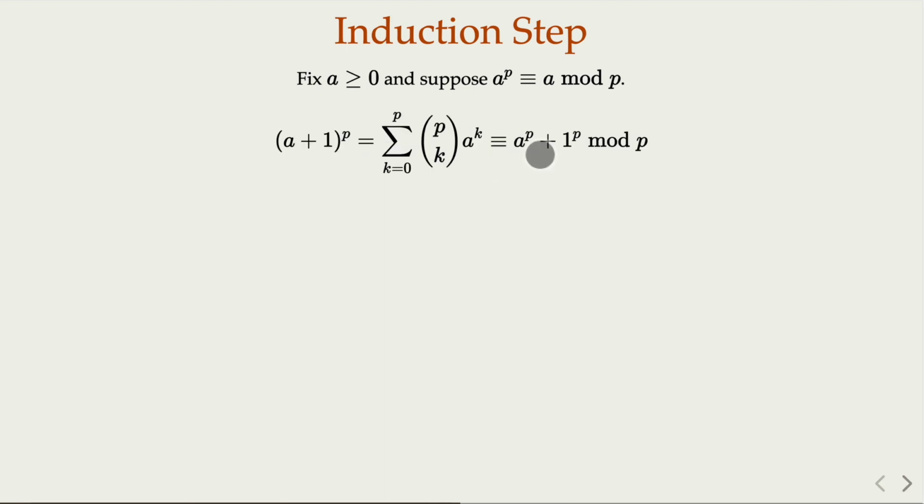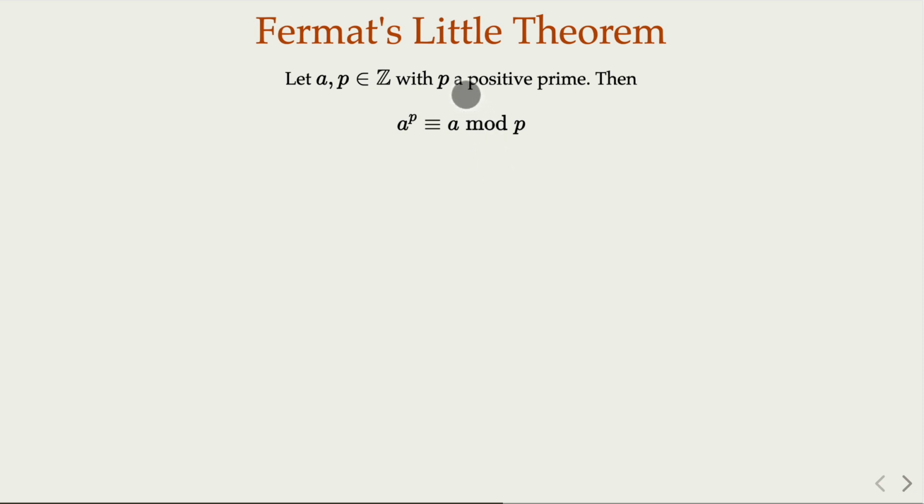So what we have is congruent to a raised to the p's power plus 1 raised to the p's power. Of course, 1 raised to the p's power is 1. And a raised to the p's power, by the induction hypothesis, is congruent to a. So this whole thing is congruent to a plus 1. That is, we have concluded that a plus 1 raised to the p's power is congruent to a plus 1. This is exactly the induction step. So by mathematical induction on a, we have proven that the statement is true for all non-negative integers a. So we have proven Fermat's little theorem in this format.